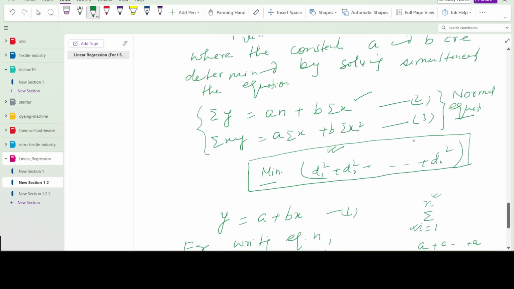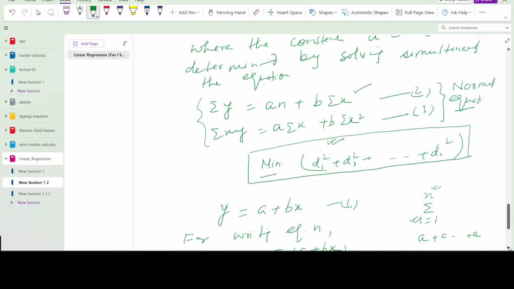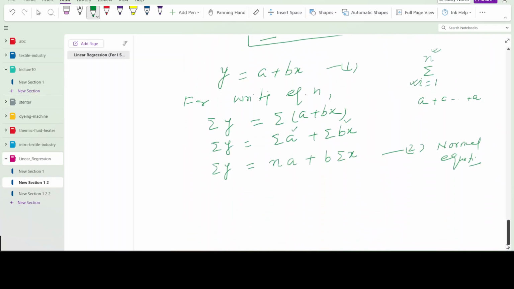Written here is how this has been got. It is very simple, but it is not the derivation. It is just for remembering.